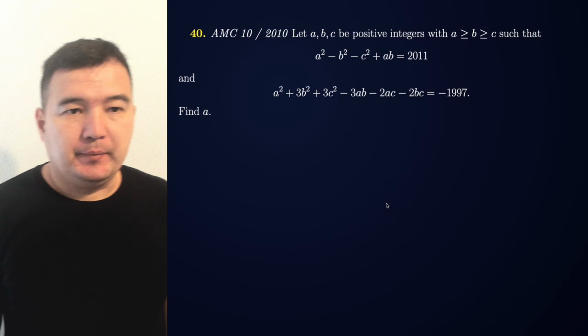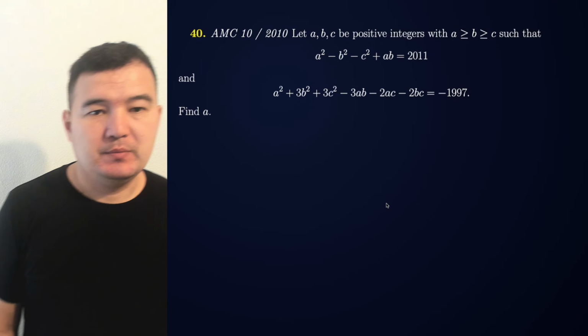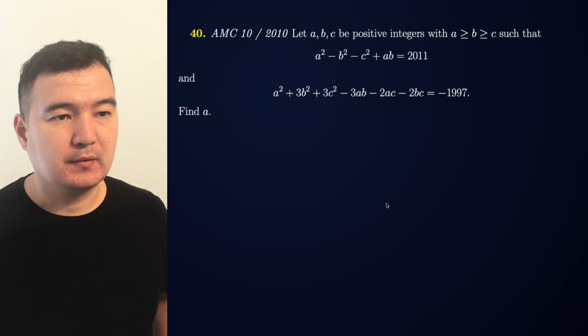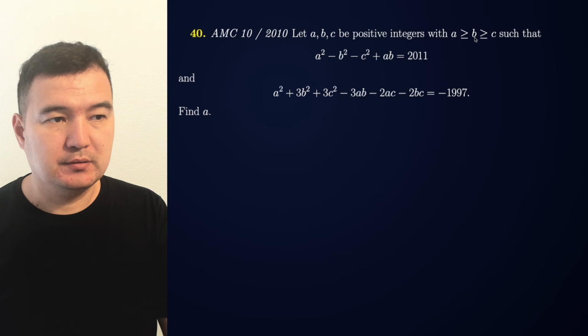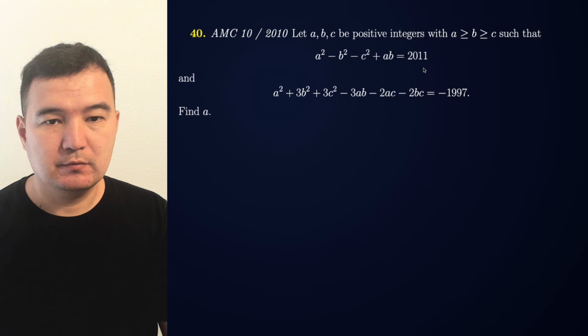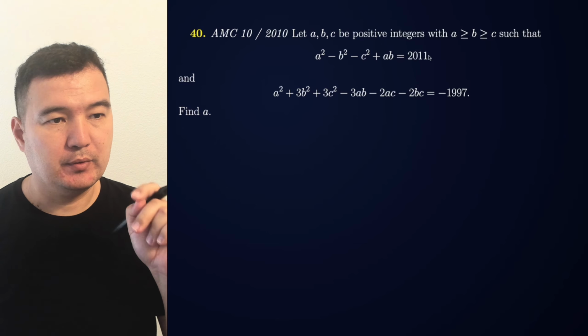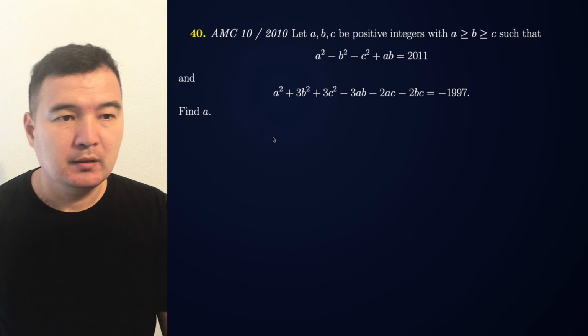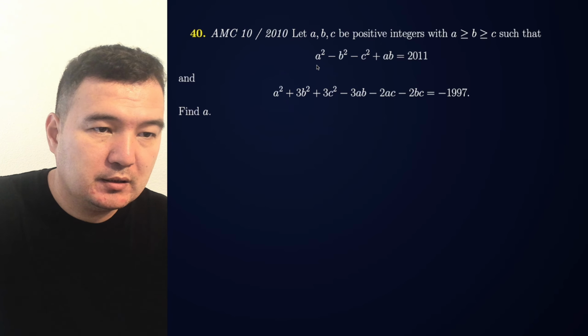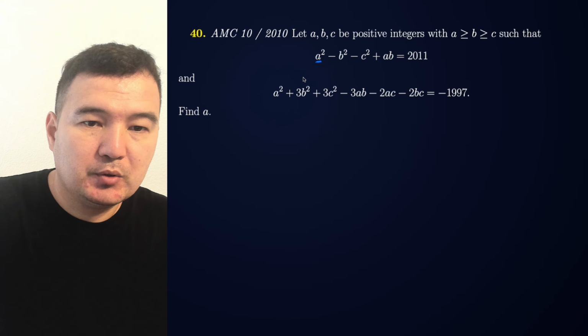Problem number 40. This is from AMC 10, 2010. A, B, C are positive integers such that A is greater than or equal to B, greater than or equal to C. And then you have these two equations for positive integers. That's important. Find A.